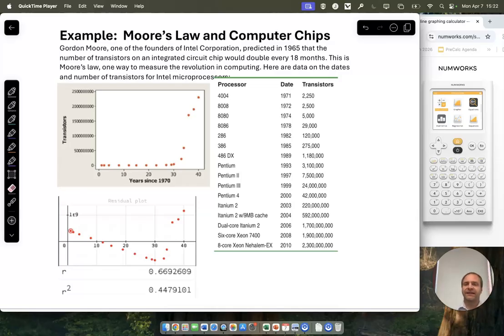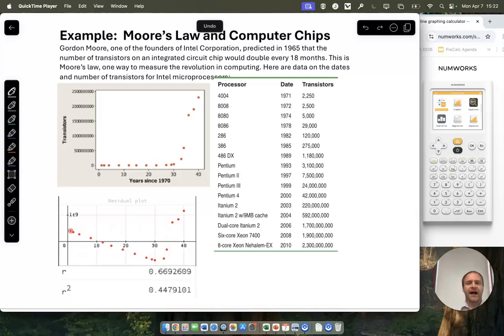But you look at the data here and you see the values, years since 1970, and then transistor numbers on the y-axis. So my explanatory is years since 1970, and then my response is the number of transistors in the integrated circuit chip. And we can see all those values. Again, if I look at this scatter plot itself, this itself is not a linear pattern. There's no way that's going to be linear.